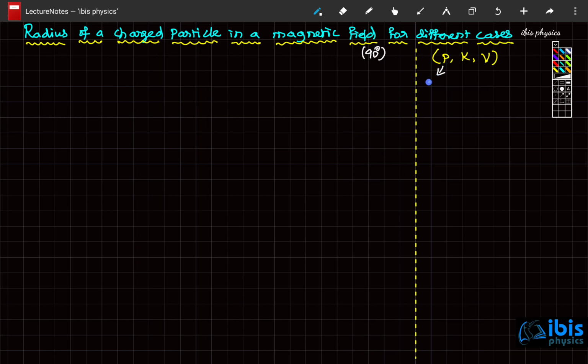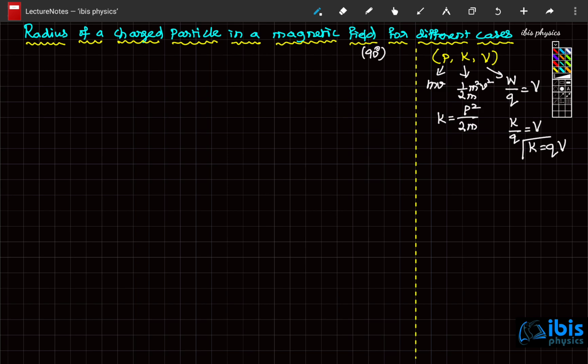Suppose you know momentum is mv. If you know that kinetic energy is half mv square, just multiply and divide by m. It is m square v square, that is square of the momentum, by 2m. So it is p square divided by 2m, which is actually the kinetic energy. And V is the potential difference with which you accelerate the charged particle. We know that work done per unit charge is equal to potential difference. The work done is converted into kinetic energy. So the kinetic energy acquired per unit charge is equal to V. That means kinetic energy is equal to charge into V.